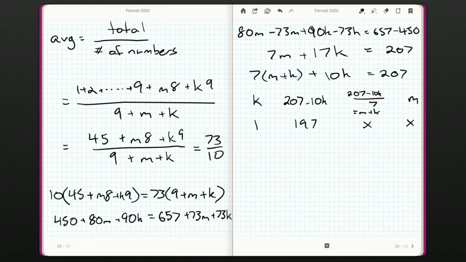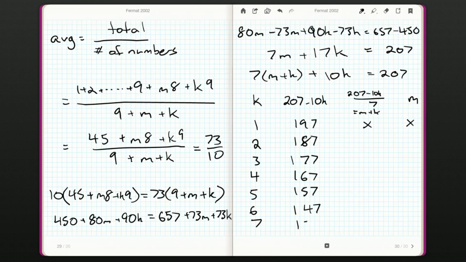So, nothing we can do here. 2, 3, 4, 5, 6, 7. I'm only going to do the first 7, just because we're dividing by 7. If none of these give us a hit, then we're going to have a serious problem. So, 187 here, 177, 167, 157, 147, and 137. One of these should be a hit.